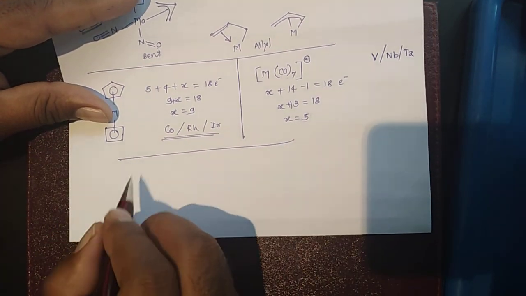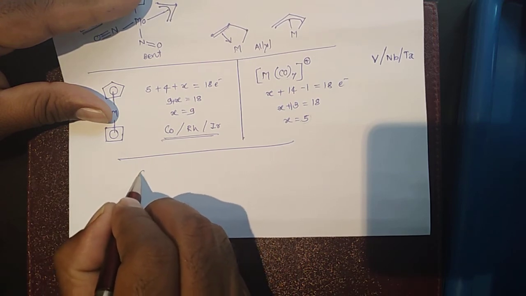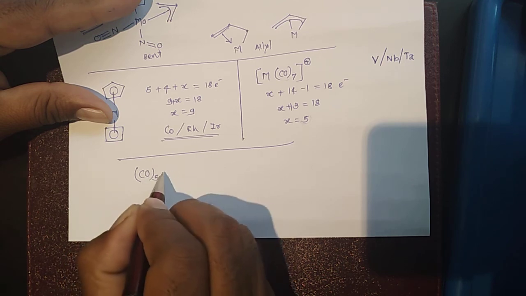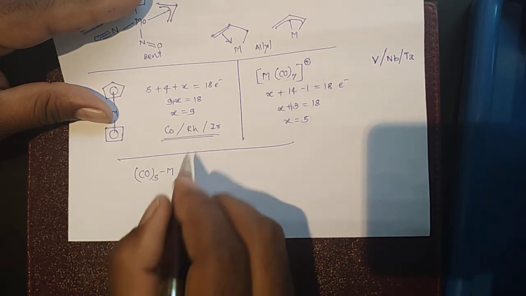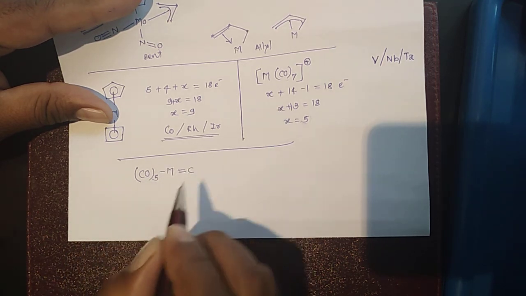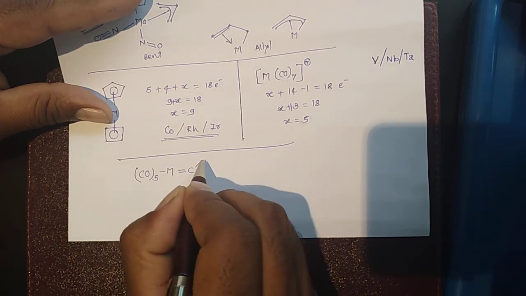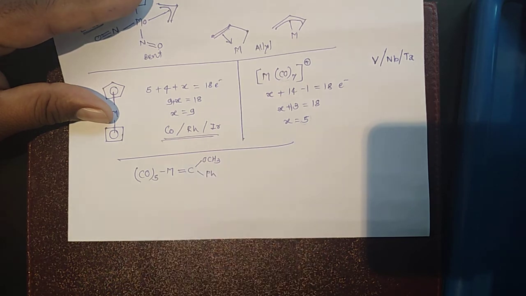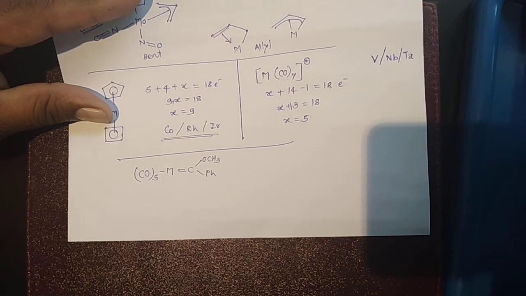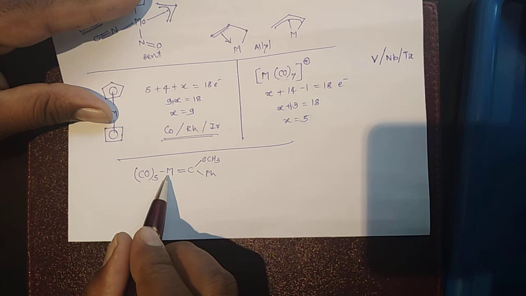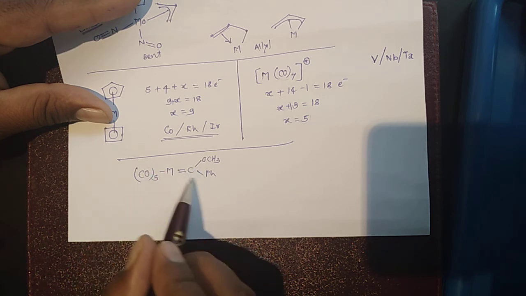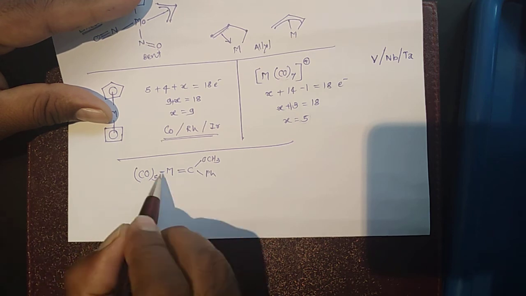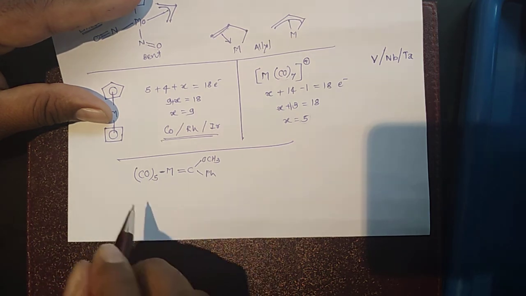Now this ligand, carbonyl 5, then metal, then double bond C, here OCH3, and here pH. It means how many ligands are there? Here 5 and here 1, so only 6 ligands are there with this metal. This is a single bond, sure.